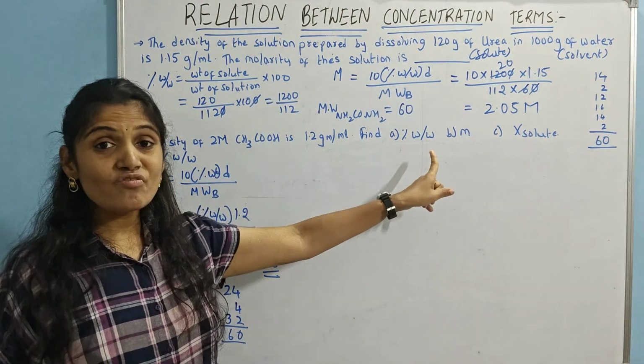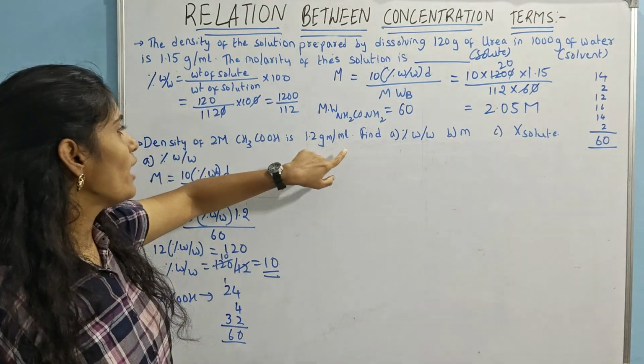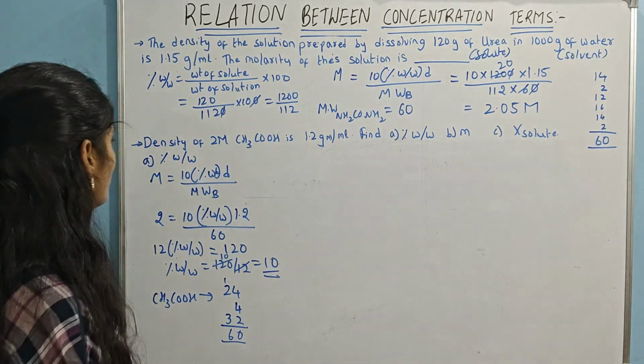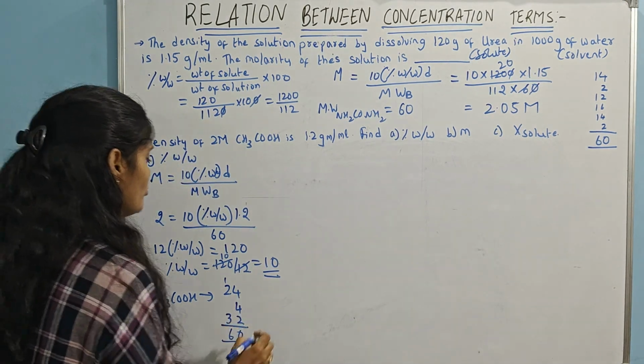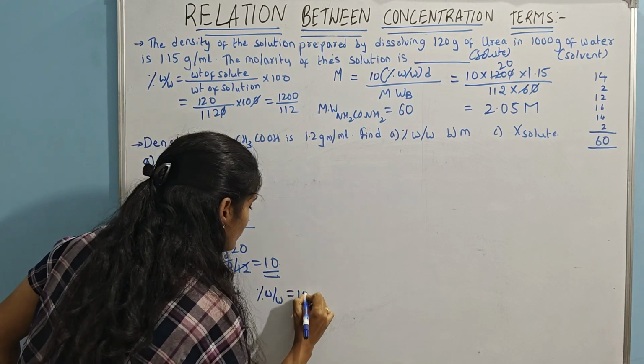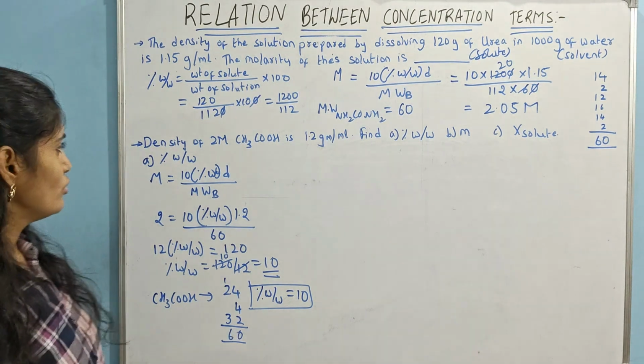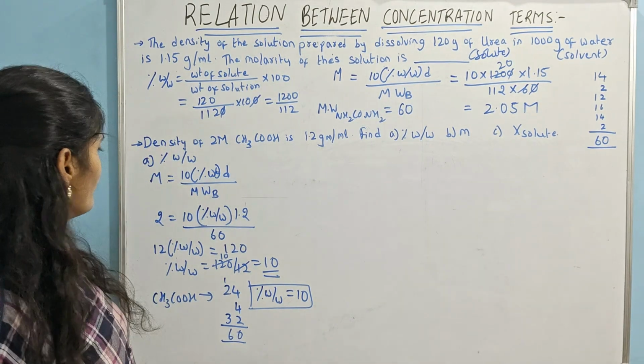So what is the percentage weight by weight of the solution whose density is 1.2 gram per ml and molarity is 2? Percentage weight by weight of this solution is equal to 10. So this is how you can easily calculate.